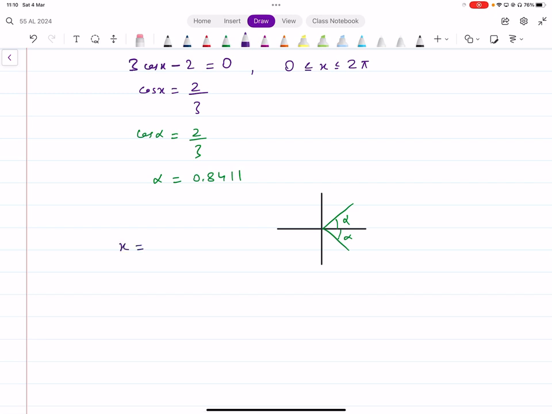That means x is either 0.8411 or x is 2 pi minus 0.8411. What do we get from this? 5.442. Okay, so minimum 4 significant figures in your working. Final answer में आप 3 लिख सकते हैं. Working में minimum 4 चाहिए. Okay? Answer में आप 3 लिख सकते हैं. That's okay.